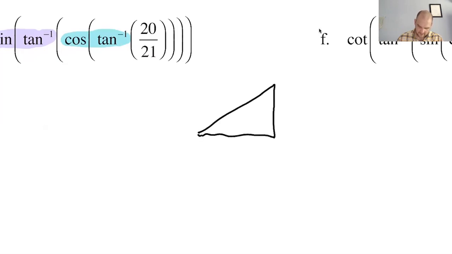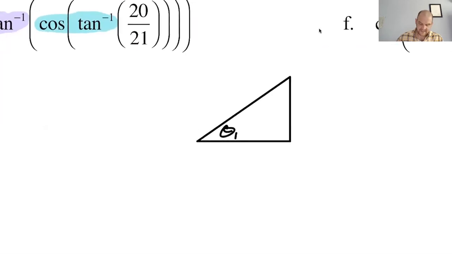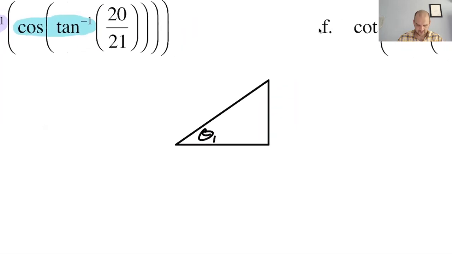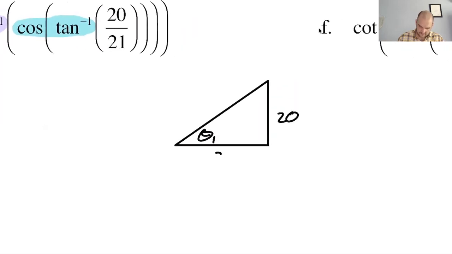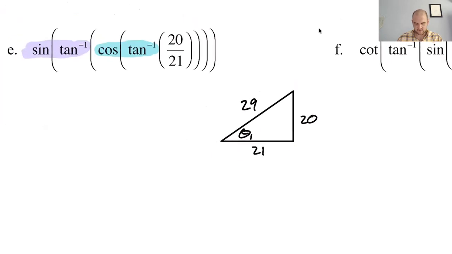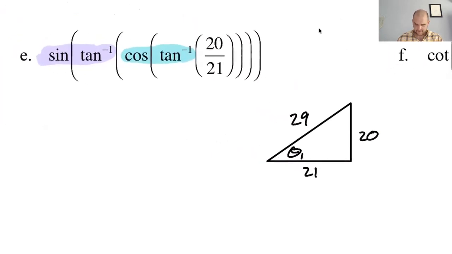So we draw a triangle, and I'll say theta 1. The more you have nested, the more triangles you need, basically. So tangent is 20/21. I know this is 29 because 20, 21, 29 is my personal favorite Pythagorean triple, which doesn't really help you other than if you also know my favorite, you'll be able to skip a lot of work. So here we're going to do the sine of the tan inverse of cosine of theta 1. Cosine of theta 1 is 21/29.